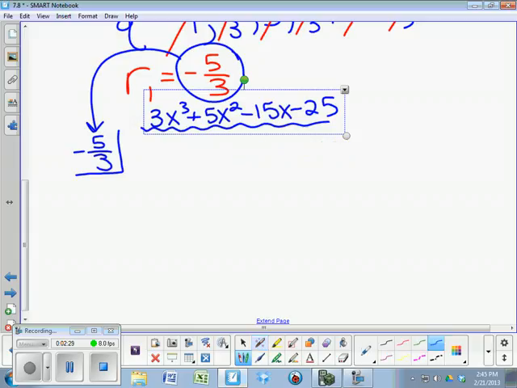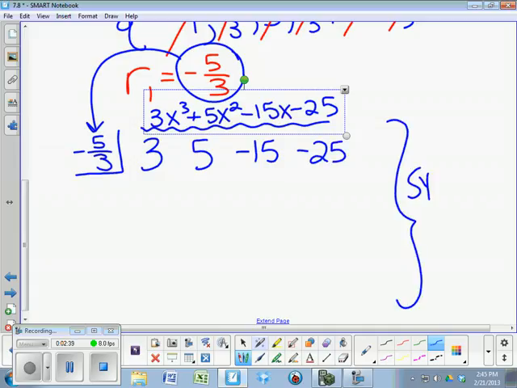So let's take the 3 and write it there, the 5, the negative 15, and the negative 25. This is the process known as synthetic division. It's a way of questioning one of the suspects, one of the x-intercepts, to find the others. All right? Here's how the process works.